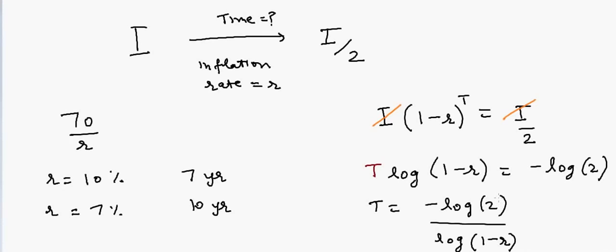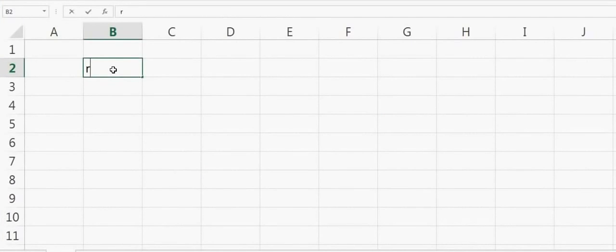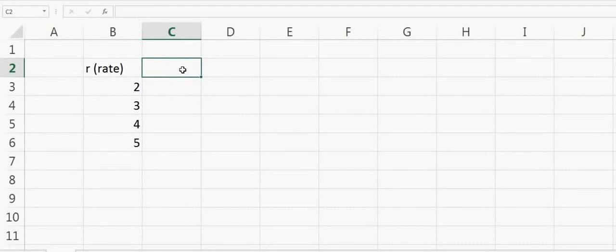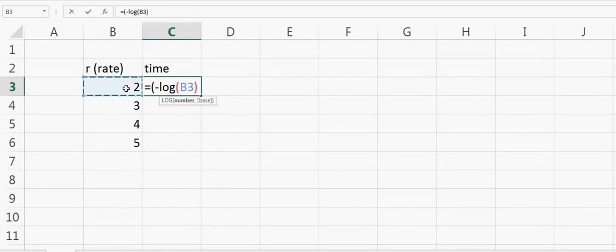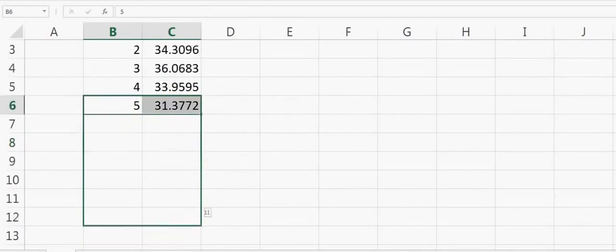So instead of doing this complicated calculation, we can use this trick, but let's do this complicated calculation in Excel and see how this trick was made. So let's go to Excel, and suppose we have an interest rate, which is not the interest rate, it's the inflation rate. So that's equal to 2, 3, 4, 5, and we have different inflation rates, and this is our time. So time for your money to become half will be equal to minus log of 2 divided by log of 1 minus R. So I'm dividing R by 100 because it's in percentage, and that's your time. We can do the same thing, you can keep copying this formula until 15.